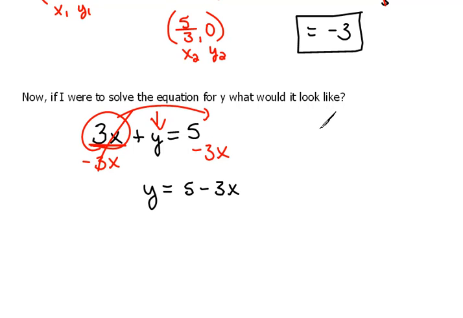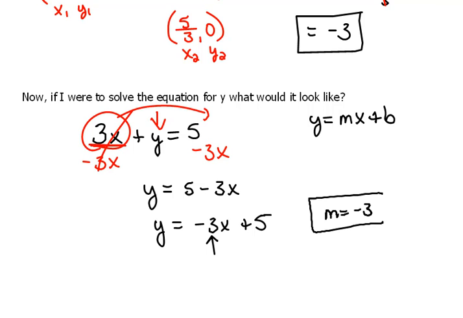Well, if you'll remember from earlier, we said it needs to be in the form of y equals mx plus b. So the x's really need to come first. So I'm going to rearrange this. Y equals negative 3x and positive 5. I can rearrange those as long as I keep the signs correct. And now look at what is in that m position. The negative 3, which is exactly what we found before.